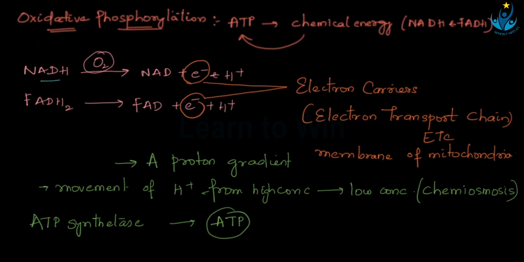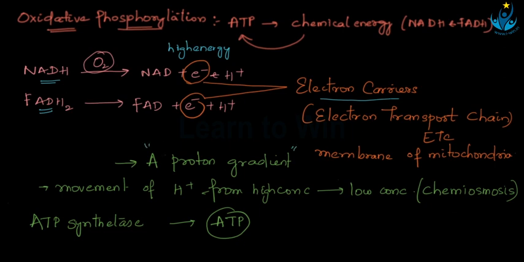The NADH and FADH2 stored high energy electrons, which are nothing but equivalent to chemical energy. These high energy electrons are released to pass through the electron carriers and form the proton gradient.